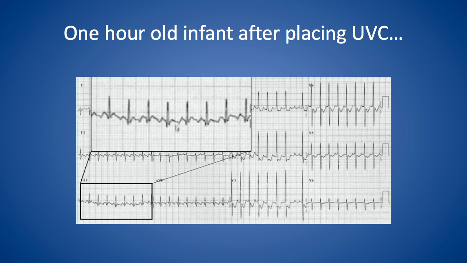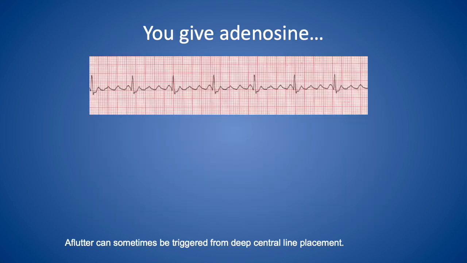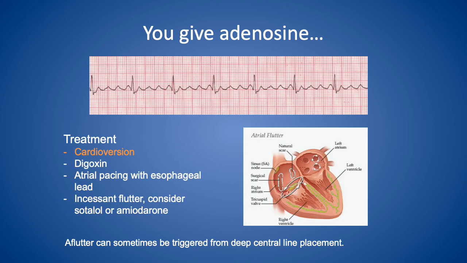So here's a 1-hour-old infant after placing a UVC line, and you can see the magnified view of the tachycardia. You give adenosine and you uncover this type of pattern. And so this is the classic example and the sawtooth pattern that you see after you've given the adenosine, which shows the successive P waves. And so the treatment here would be cardioversion.